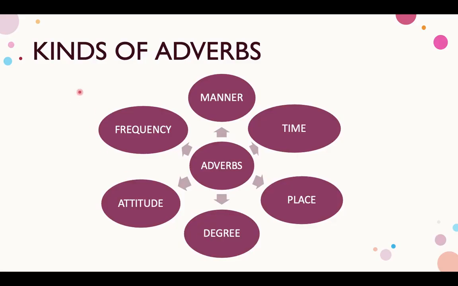Now what are the different kinds of adverbs? First is manner, second is time, then place, degree, attitude and frequency. So these are different kinds of adverbs.